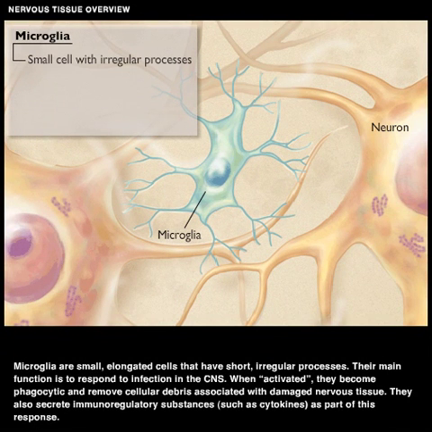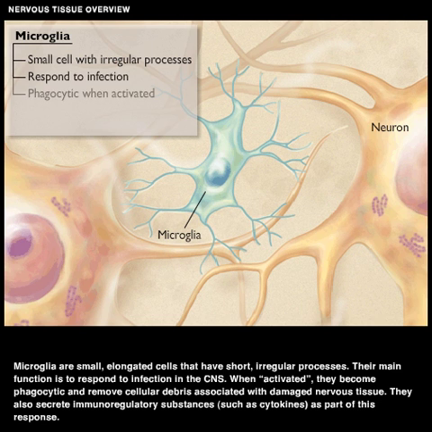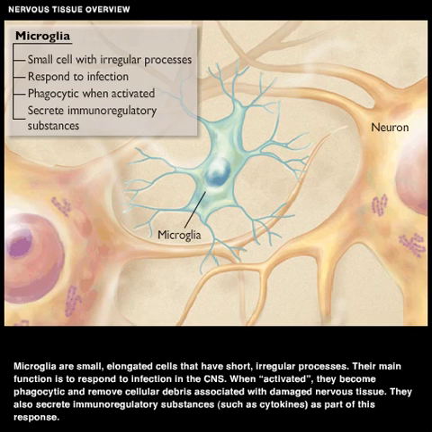Microglia are small, elongated cells that have short, irregular processes. Their main function is to respond to infection in the CNS. When activated, they become phagocytic and remove cellular debris associated with damaged nervous tissue. They also secrete immunoregulatory substances, such as cytokines, as part of this response.